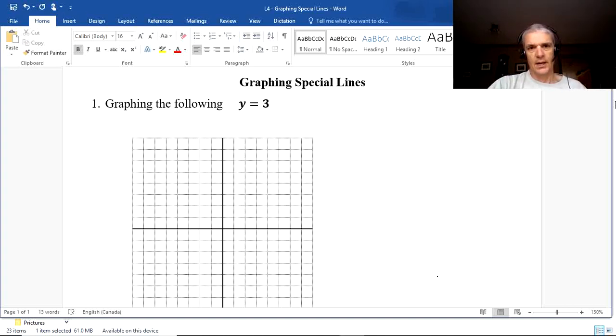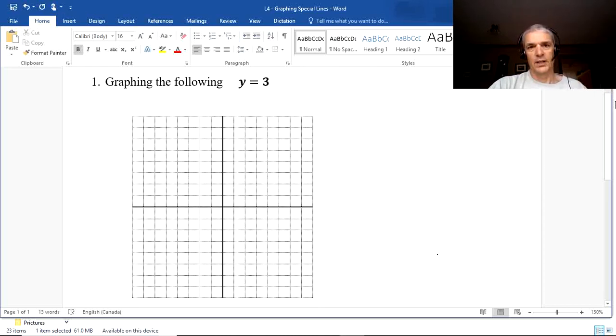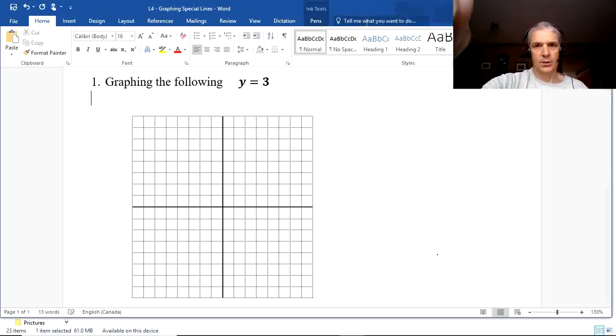The two lines I'm going to do examples of are y equals a number and x equals a number, and how do we graph them. I'm going to tell you right now that it's really quite simple. If I say y equals 3, I'm going to ask you, well, where does y equal 3? If you ask yourself that question, it's pretty simple.